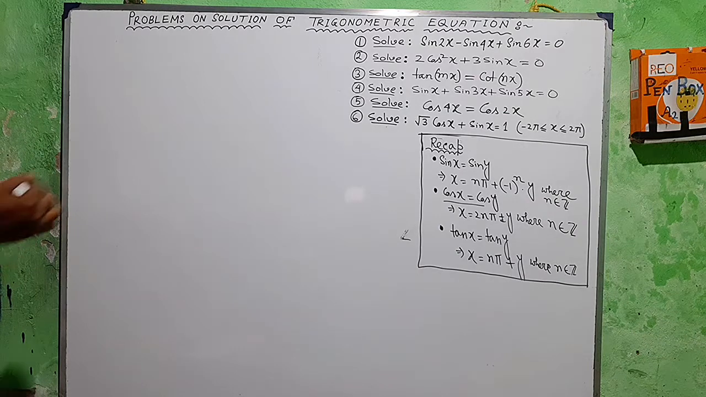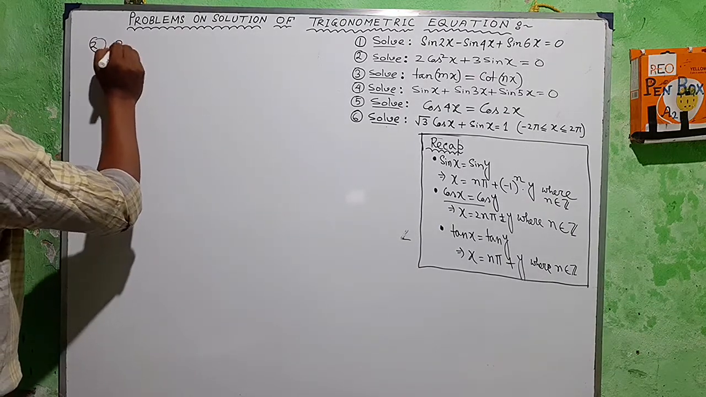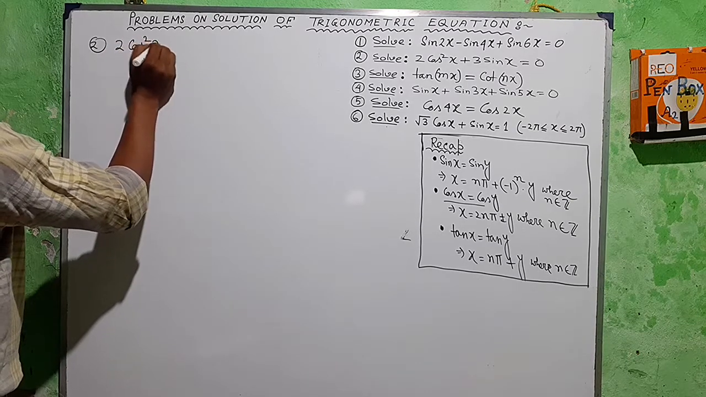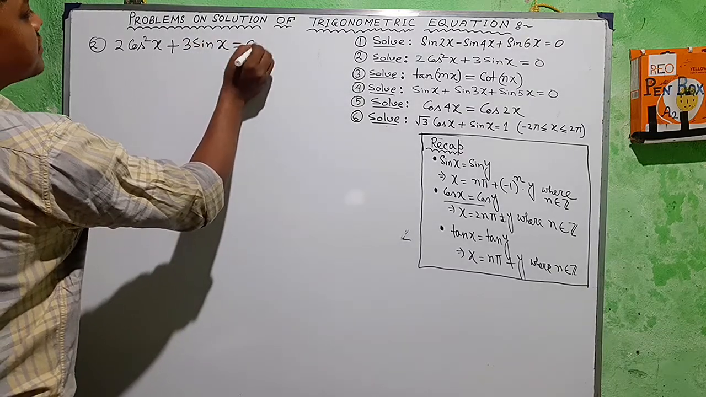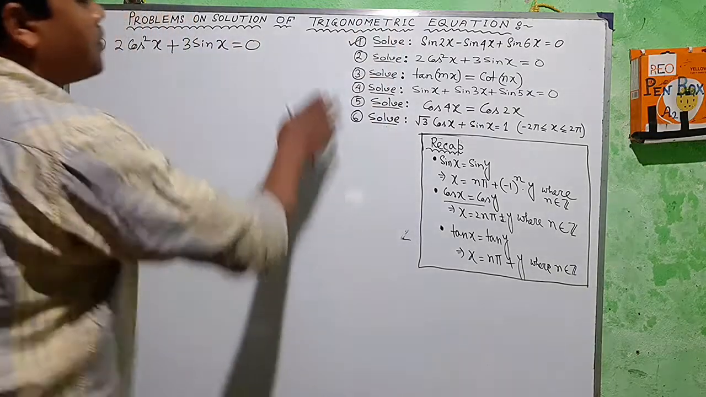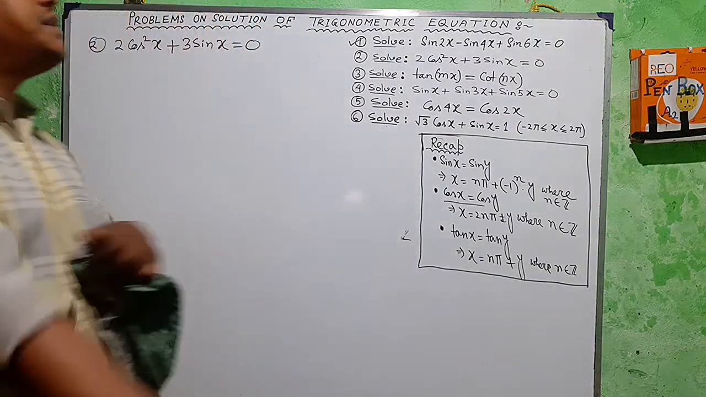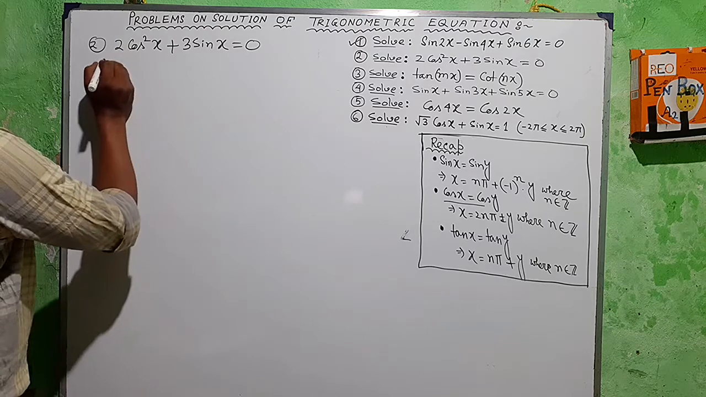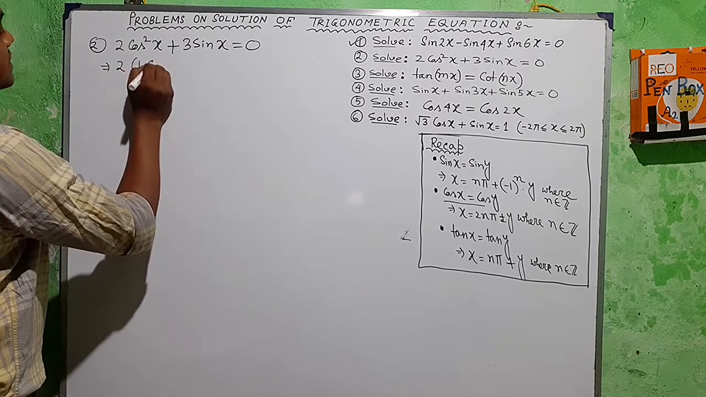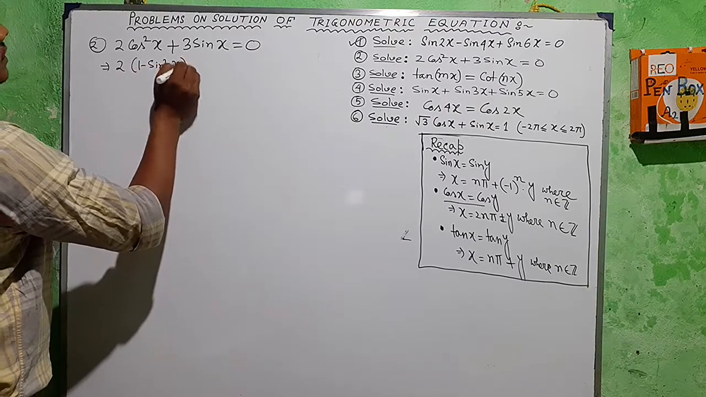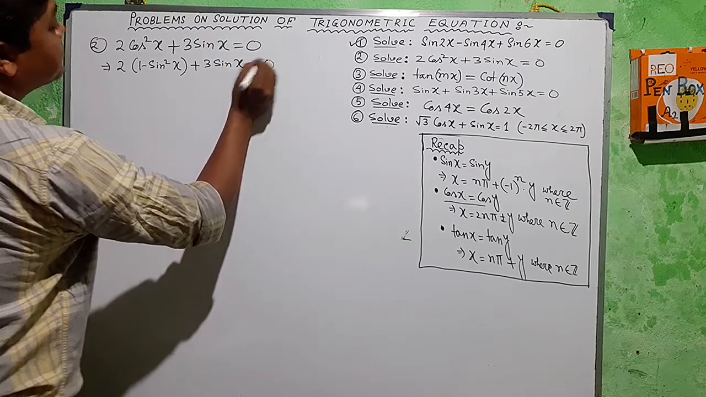Problem number 2. Solve 2 cos square x plus 3 sin x equals 0. Problem number 1 has already been solved. Thus problem number 2: 2 cos square x plus 3 sin x equals 0. So now we put here cos square x equals 1 minus sin square x, giving 2 times (1 minus sin square x) plus 3 sin x equals 0.